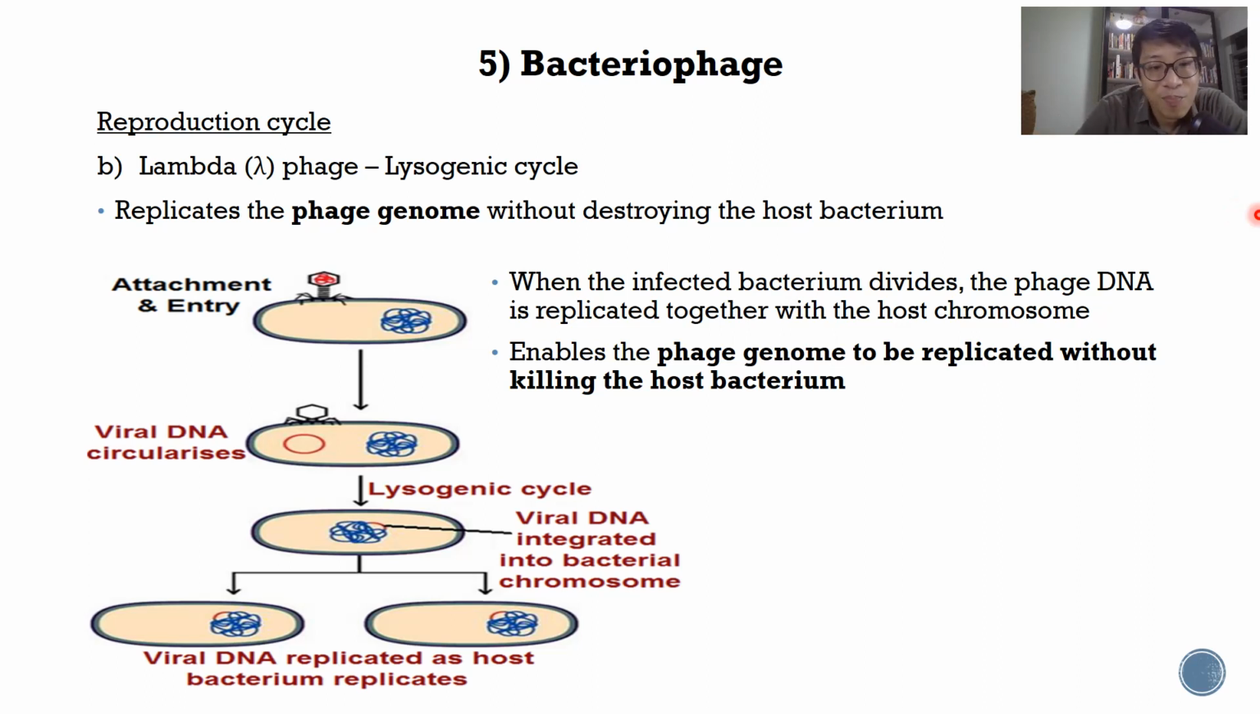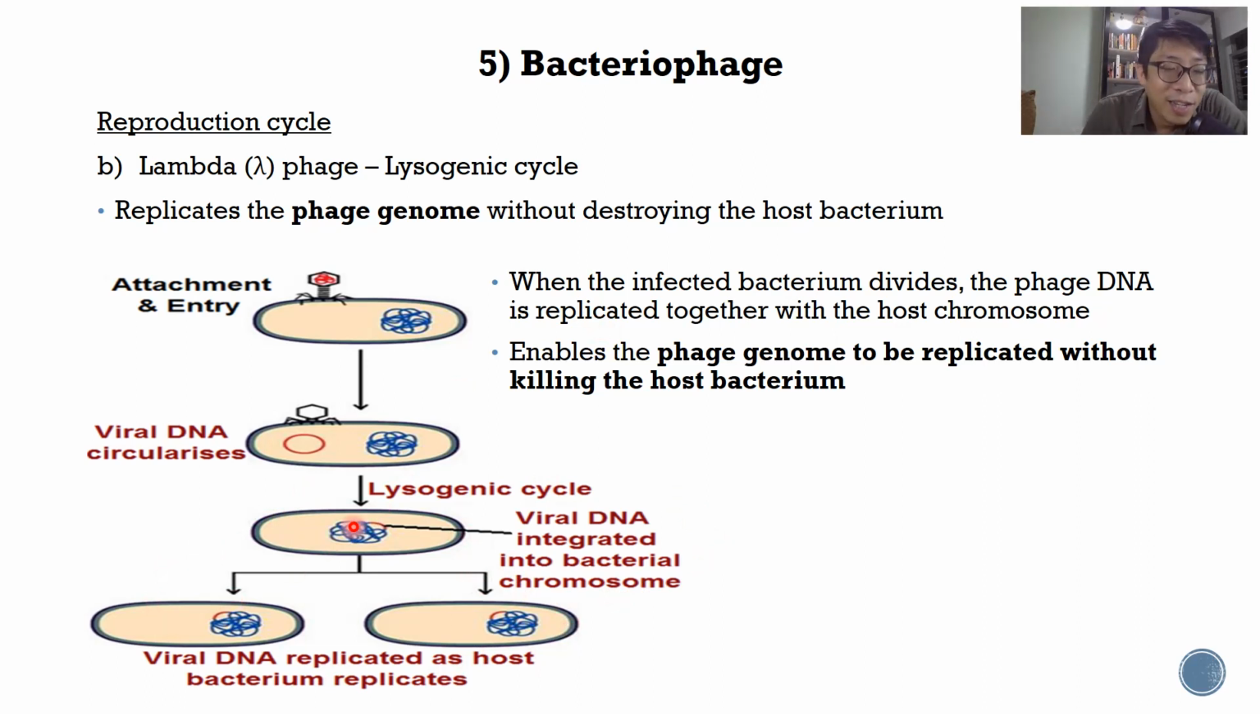So this stage is the lysogenic cycle, where we have replication of the viral DNA, but the whole cell does not die. The whole cell is able to continue to divide. So this is the lysogenic cycle.